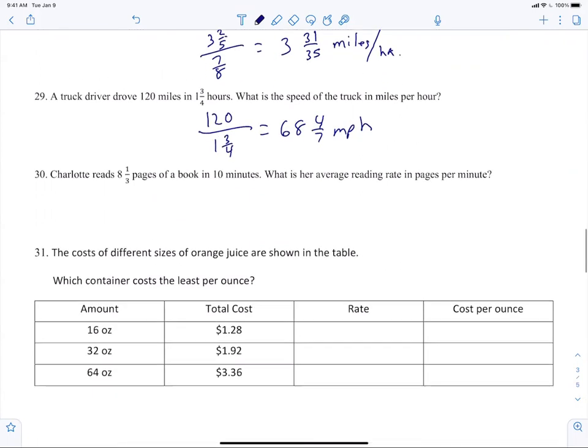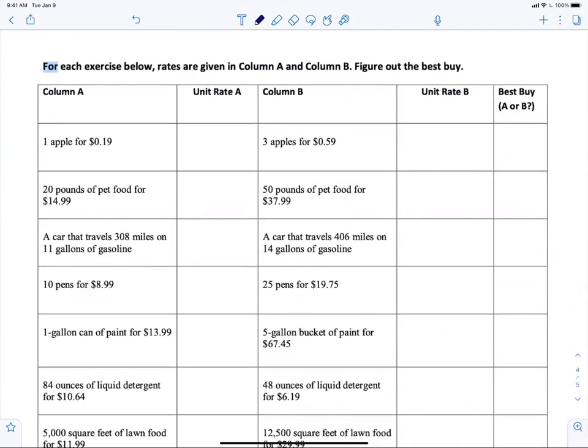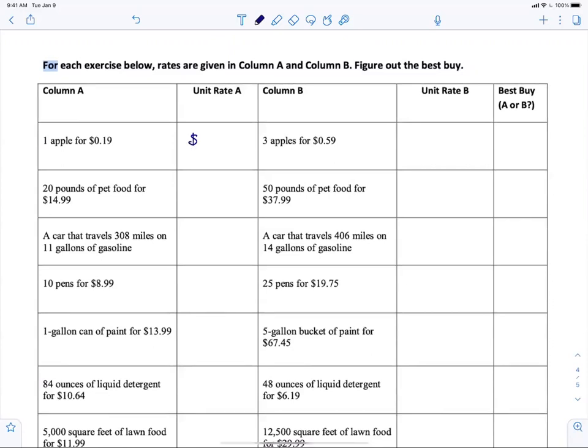Okay, so let's go down to the last page. I'm trying to figure out the best buy. So for the first one, an apple costs 19 cents. Is that the unit rate? I'm asking you, 1 apple for 19 cents. Is that a unit rate? That is a unit rate because that's the cost for what? 1 apple. That's right. So I want everybody to write it down just to make sure: 19 cents per apple.